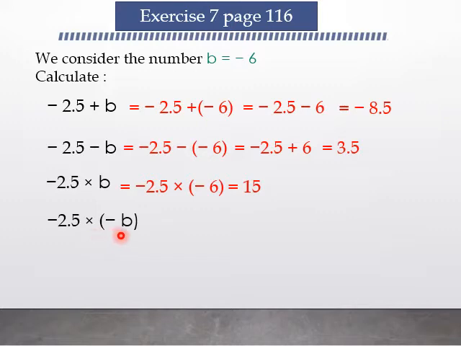Minus 2.5 times minus b. Replace b by minus 6 and we have minus in front of it. So minus minus 6 can be written as a plus 6. Now we are multiplying numbers. Minus times plus, different signs, so it's a minus. And 6 times 2.5 is 15.